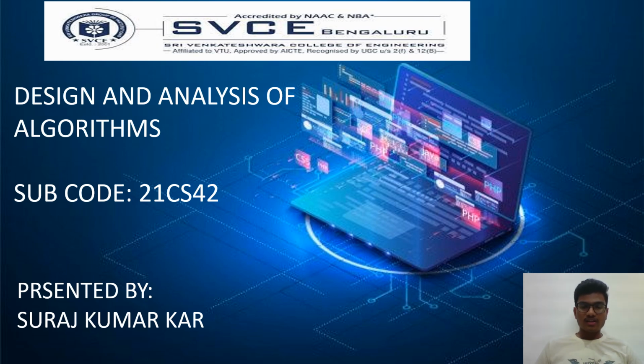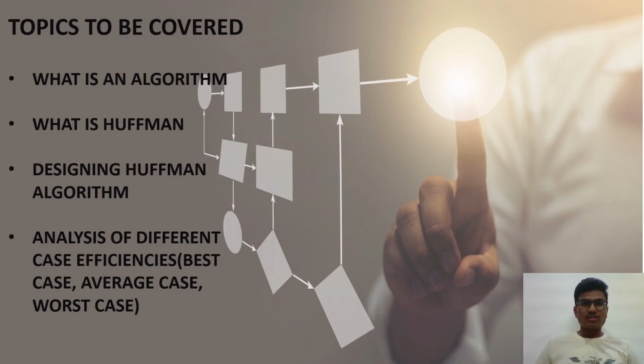Today we are going to see a topic which comes under Design and Analysis of Algorithms, which has the subject code 21CS42. The topics to be covered in this presentation are knowing what an algorithm is, then we'll come to the Huffman tree, and then how to design the Huffman tree algorithm, and at last we'll derive the analysis of different case efficiencies, that is best case, average case and worst case.